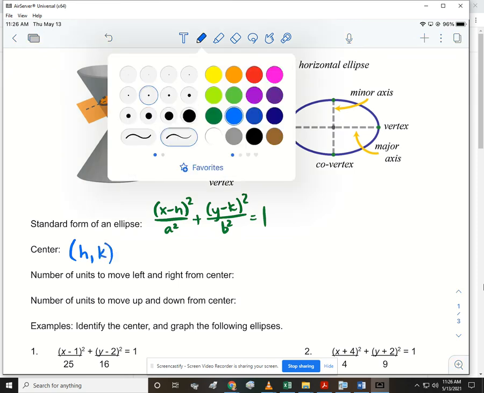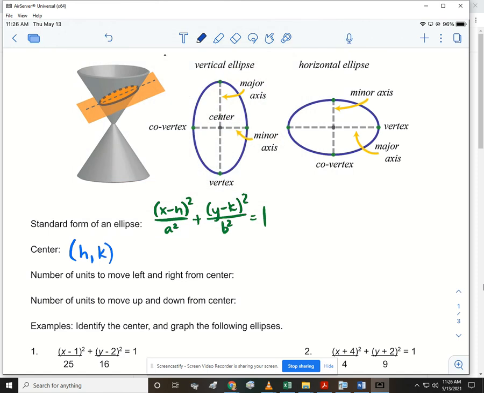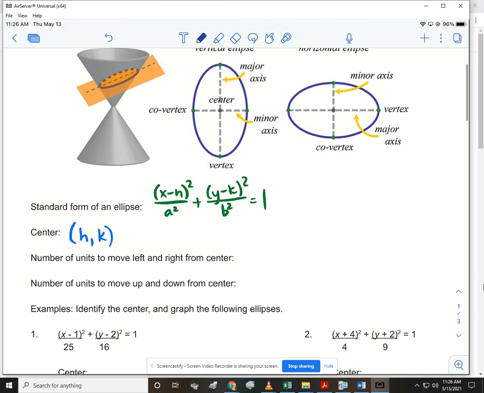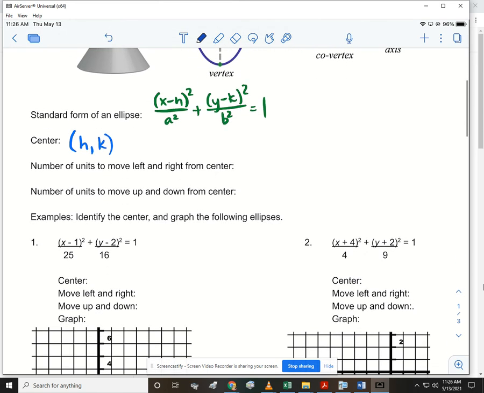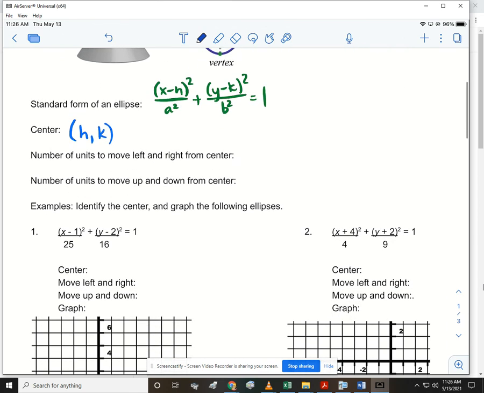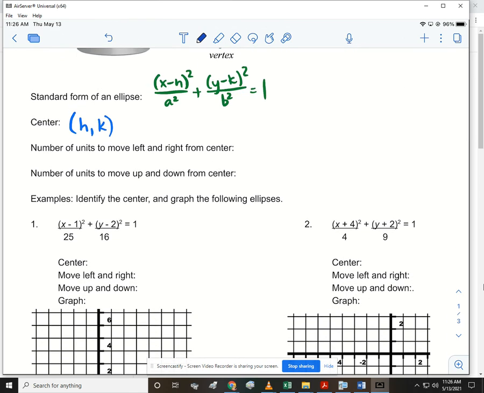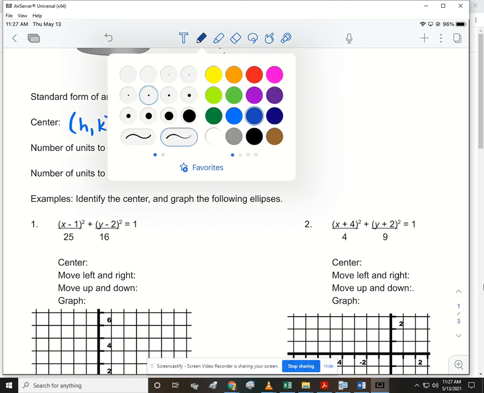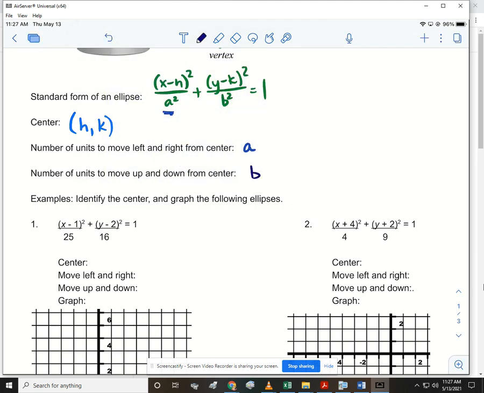Now, if you remember, when we graph circles, we would figure out the radius and we would move that in each direction. Well, on an ellipse, you're going to move a different number left and right than you do up and down, so you get that oval looking shape. A is going to tell you how many to move left and right from the center, and that's the square root of the number that is underneath the x. And then B is going to tell you how many to move up and down from the center, and that is the square root of the number that is under the y.